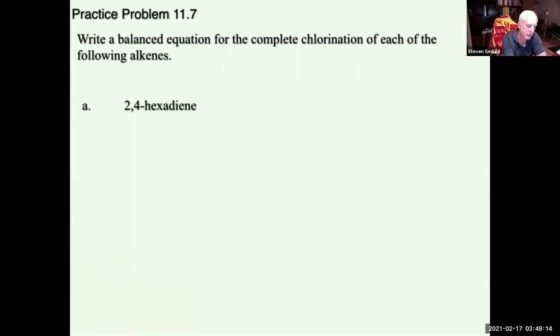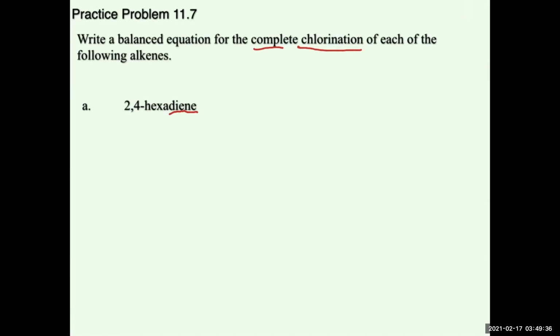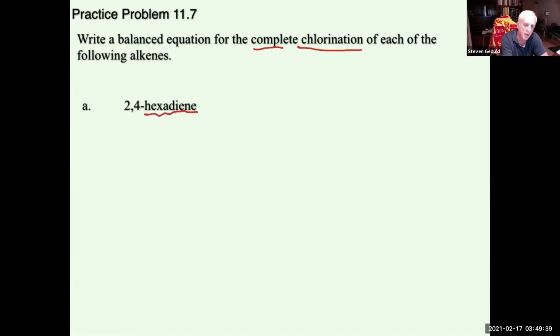Right, write a balanced equation for the complete chlorination of each of the following alkenes. So 2,4-hexadiene. Okay. Diene means how many double bonds? 2. It means 2, perfect. And hexa means 6 carbons. So you have 6 carbons with 2 double bonds at number 2 and number 4. We have a double bond at 2 and a double bond at 4. So complete chlorination means chlorination of all multiple bonds.